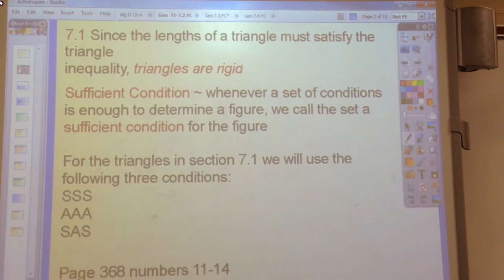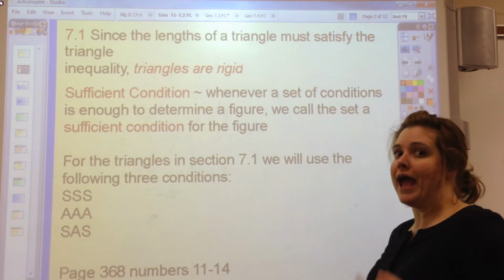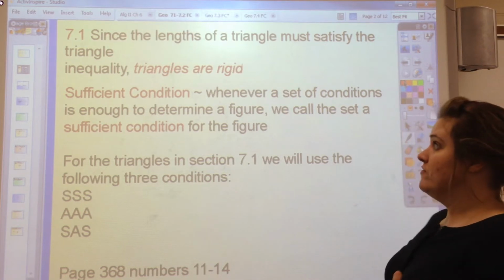Since the lengths of a triangle must satisfy the triangle inequality, triangles are rigid. That means that if I have two lengths that are known, say a length of 5 and a length of 7, the other length is predetermined. There's one and only one length that it can be. Eventually, we're going to call this the side-side-side condition. If I know two sides, the other one has to be one and only one value.